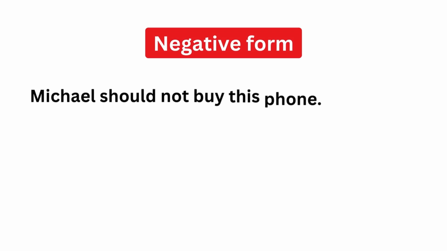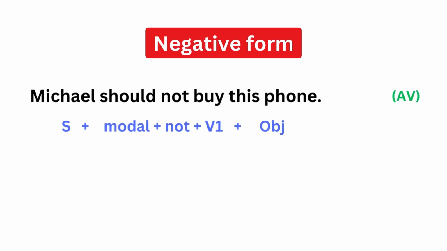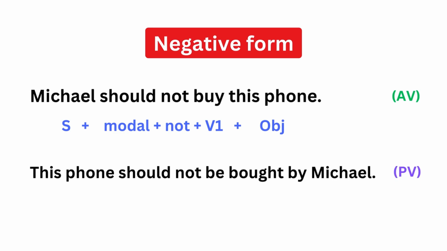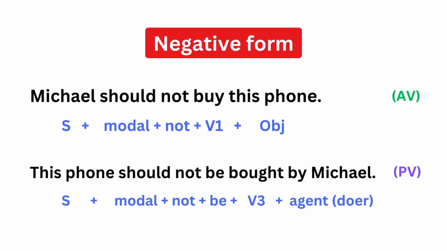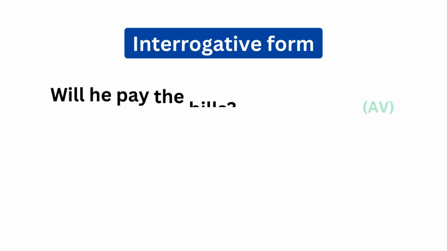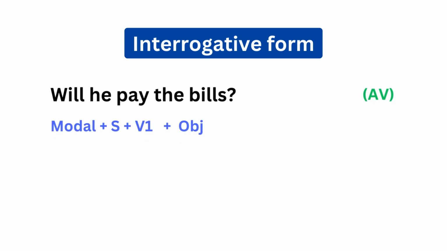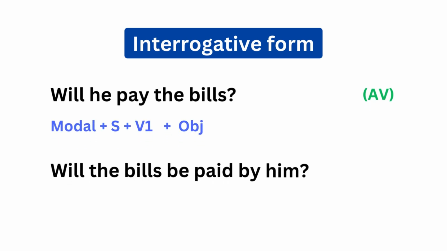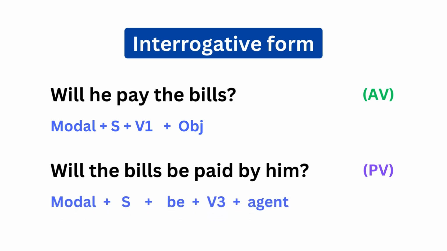For the negative form, use this structure. Michael should not buy this phone. This is an active sentence. Converting it to passive, it becomes, this phone should not be bought by Michael. Subject, plus modal verb, plus not, plus be, plus past participle. And for the interrogative form, will he pay the bills? Will the bills be paid by him?